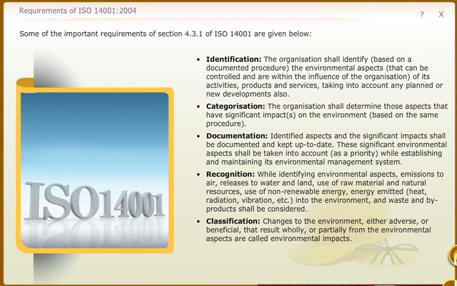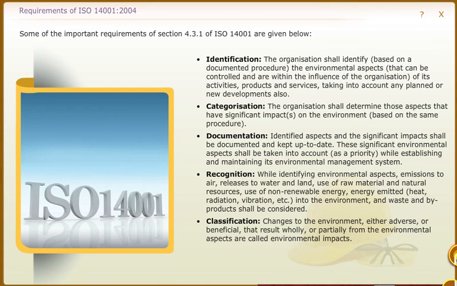Identification. The organization shall identify, based on a documented procedure, the environmental aspects that can be controlled and are within the influence of the organization of its activities, products, and services, taking into account any planned or new developments also. Categorization. The organization shall determine those aspects that have significant impact or impacts on the environment based on the same procedure.